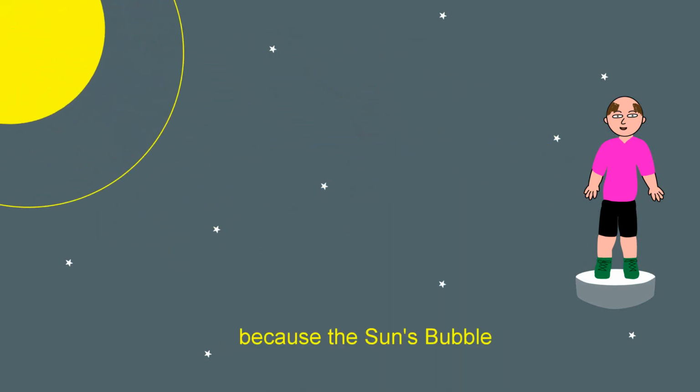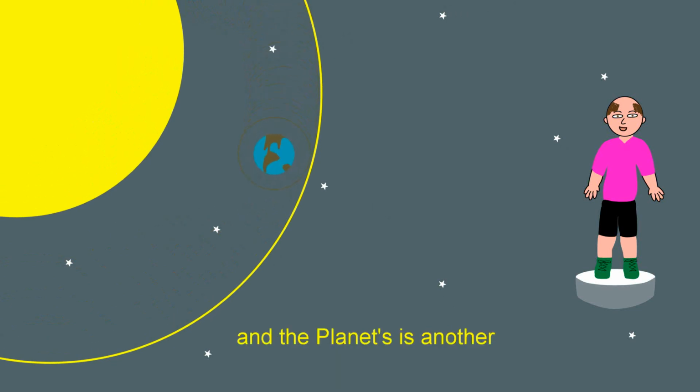Because the sun's bubble is one harmonic and the planet's is another, their bubbles will not harmonize. The planet will not be able to cross the sun's bubble boundary. The sun's bubble will continuously deflect the planet and cause it to travel in a circle.